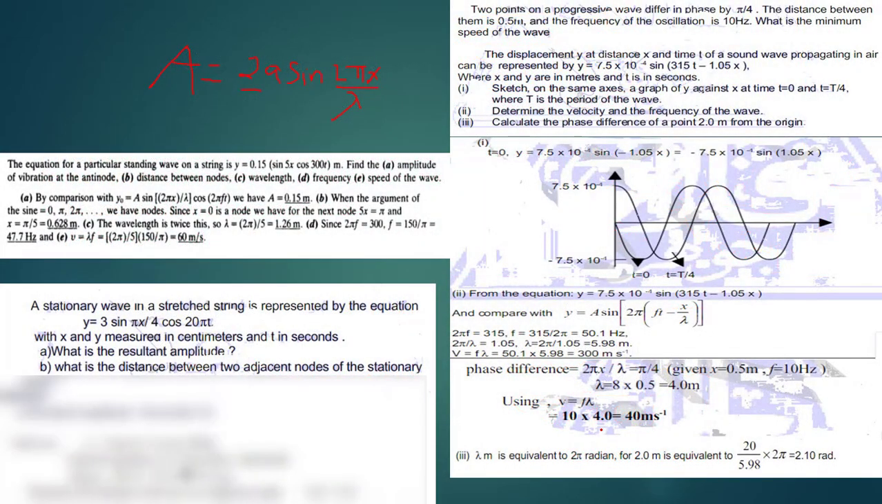So let us see some few examples. We have an equation for a particular standing wave on a string, given by that. Find the amplitude of vibration at the antinode. Okay, find the amplitude of the vibration at the antinode. So we know that this vibration was a standing wave, a stationary wave.